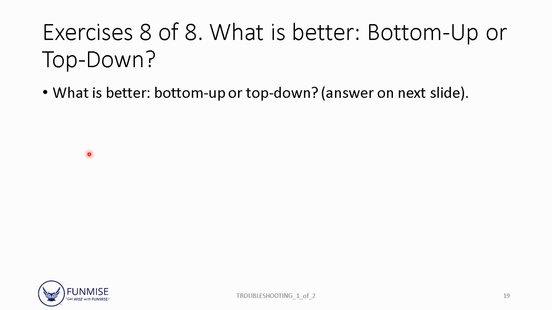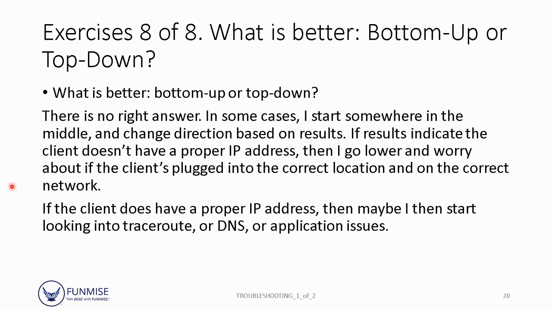Now, what is better, bottom up or top down? I mean, don't you want to have a recommendation, right? Well, there is no right answer. In some cases, I start somewhere in the middle and change direction based on results. If results indicate the client doesn't have a proper IP address, then I go lower and worry about if the client's plugged into the correct location and on the correct network. If the client does have a proper IP address, then maybe I start looking into trace route or DNS or application issues.